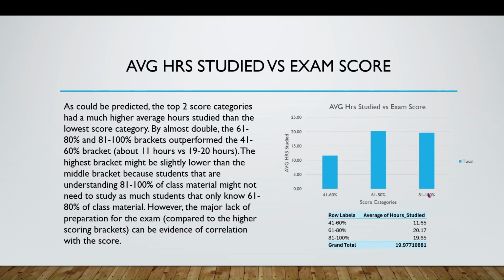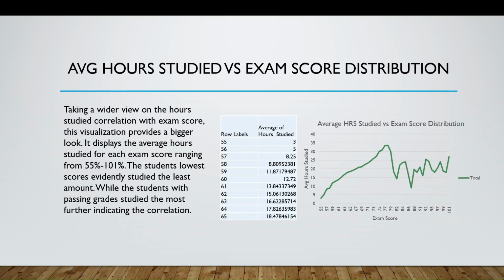And I think the highest group could be slightly less, with 20.17 versus 19.65. I think it could be slightly less because students that know 81 to 100% of the material might not need to study as much as students that know 61 to 80% of the material. So that could be explained by the gap there.